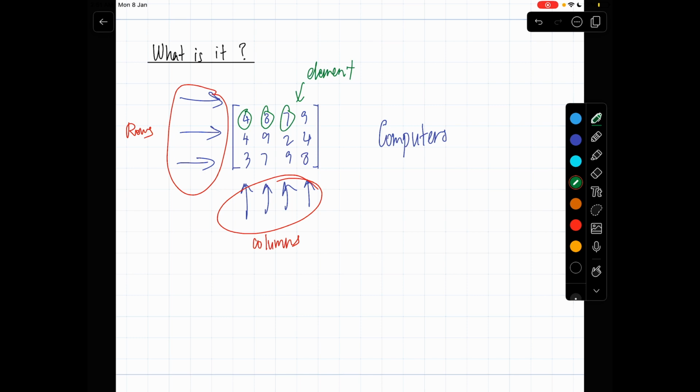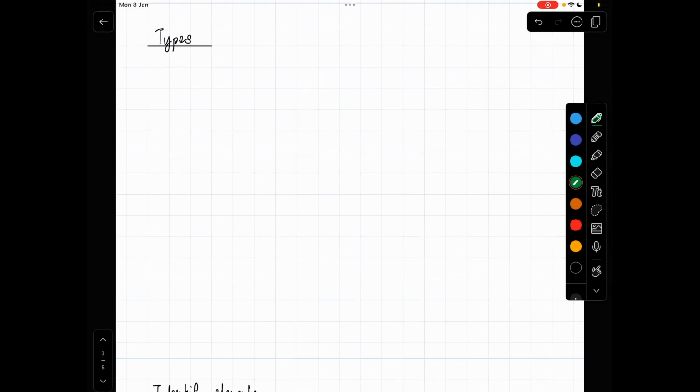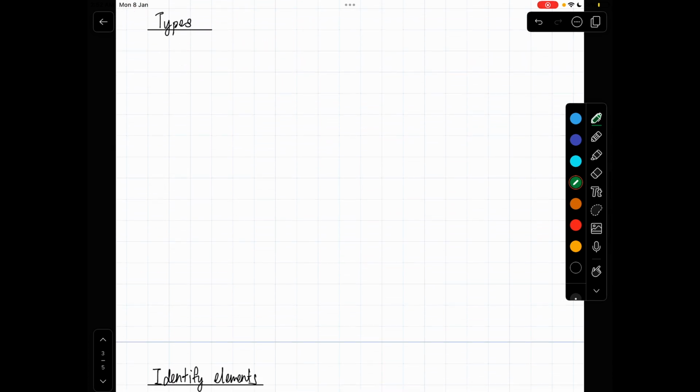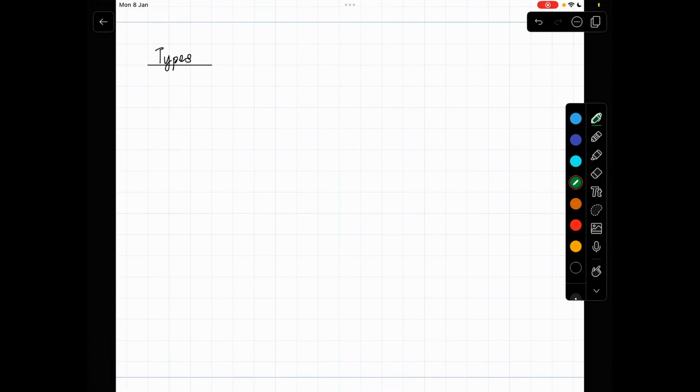Now that we're done with matrix, let's go to the basics of matrix. By basics, I mean the types. So there are 4 types of matrices. First type is known as row matrix. Row matrix refers to a matrix, just as the name suggests. This matrix only has rows.